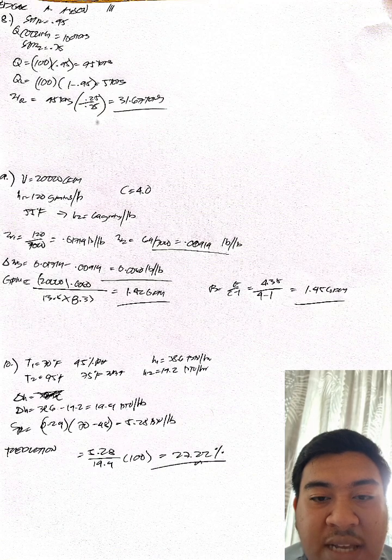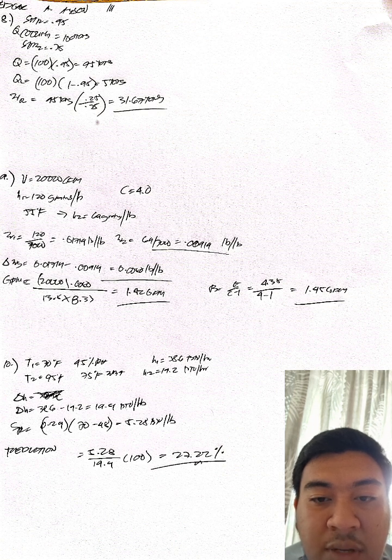So today I will be discussing the problems from the ideal vapor compression cycle. Number 8: a data center with a cooling load of 100 tons and a sensible heat ratio of 0.95. We need to calculate the sensible and latent components.